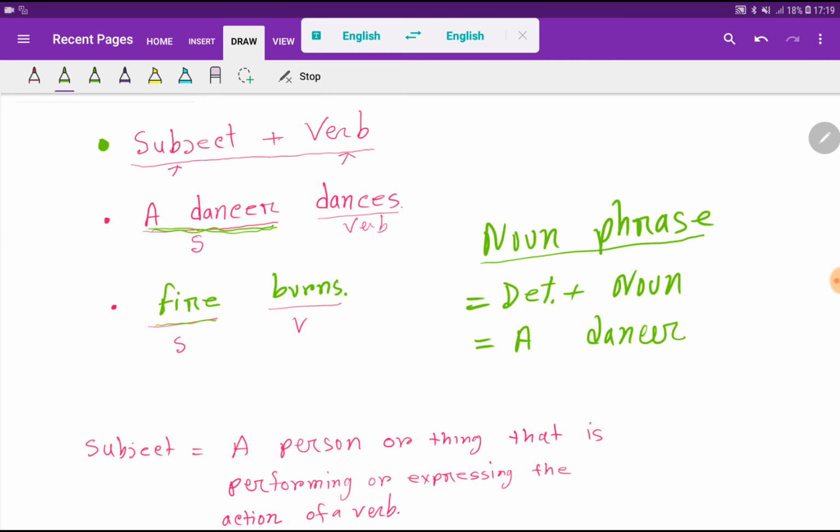Here fire is a subject because look, fire burns. A person or thing that is performing or expressing the action of a verb, right? So fire. I hope, believe and expect that you have learned something from this lecture. You will learn more ideas about the secrets of the English sentence, right?